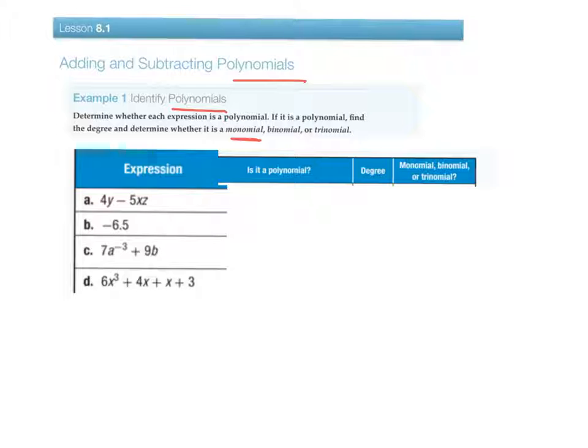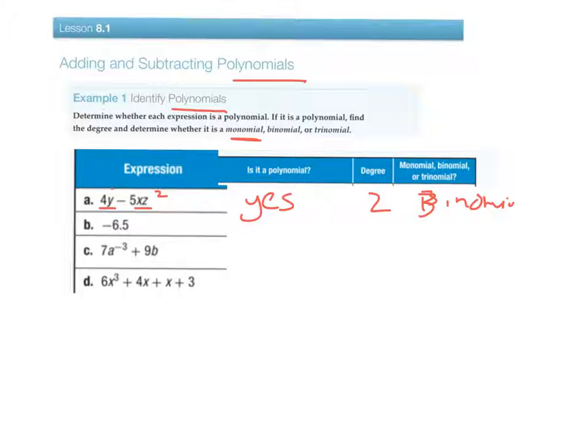So if we look at our first example here, we have two monomials separated by a subtraction sign. So we do have a polynomial, and the degree is taking, adding now the exponents. So we have an exponent of 1, we have an exponent of 2, and the highest one is our degree. So in this case, it's 2. Because there are two monomials, we have what's called a binomial. Bi meaning 2.